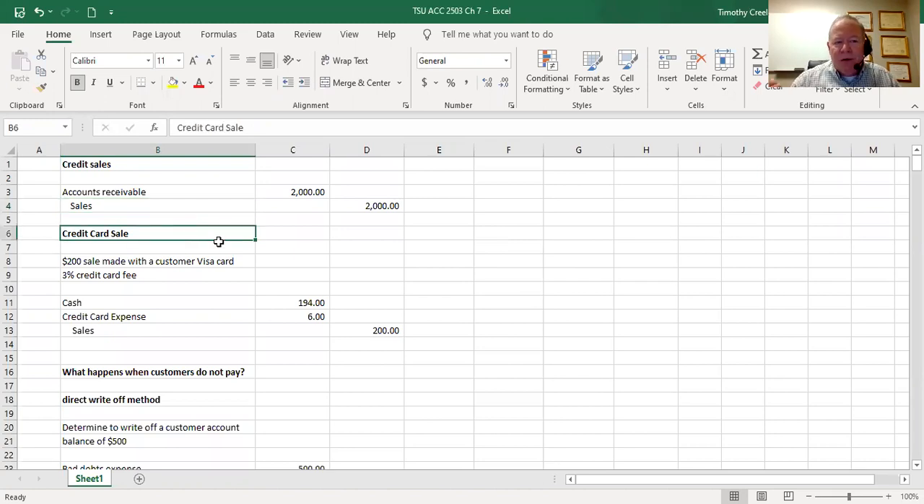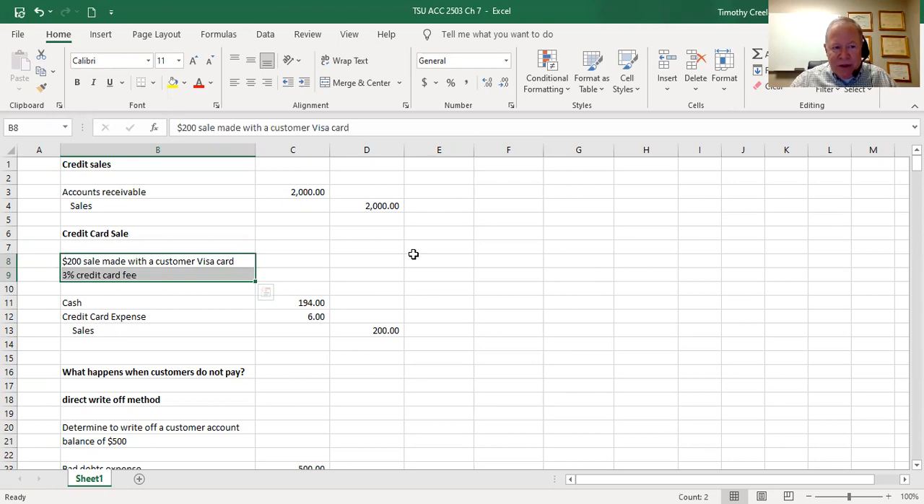So let's say it's a credit card sale. A lot of companies offer credit cards to their customers, and it helps their business. Not everybody has cash, and so it's just easier for a lot of customers to pay by using a credit card, a Visa or American Express or Discover card. So let's say that a $200 sale is made with a Visa card. The customer uses Visa, and let's say Visa has a 3% credit card fee.